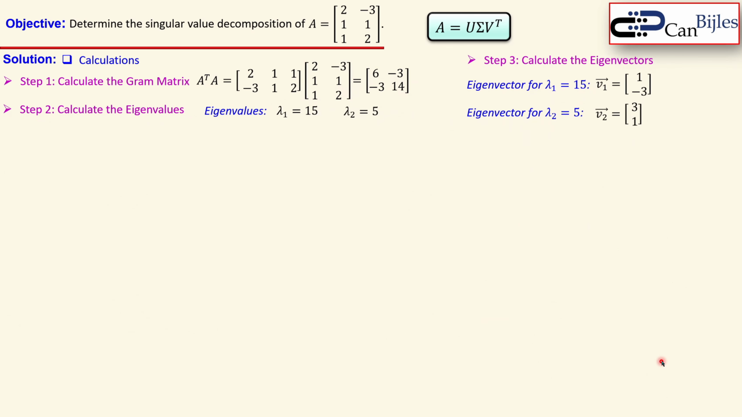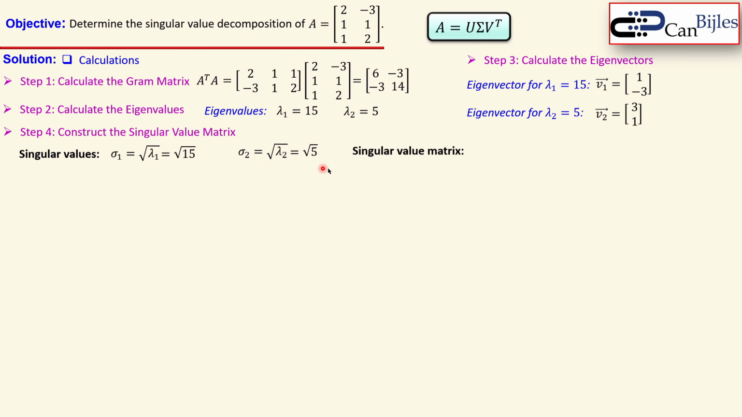Okay, now collect the results we have determined so far. We have here the eigenvalues, we have the Gram matrix, and we have the two eigenvectors. Now we need to construct the singular value matrix. In order to do that, first we calculate the singular values. Those are the square roots of each of these eigenvalues. So sigma 1 is the square root of lambda 1, and sigma 2 is the square root of lambda 2. So we have the square root of 15 and the square root of 5.